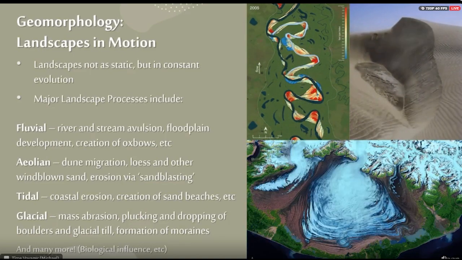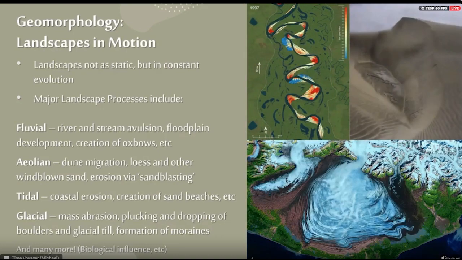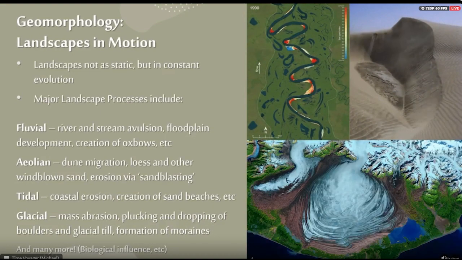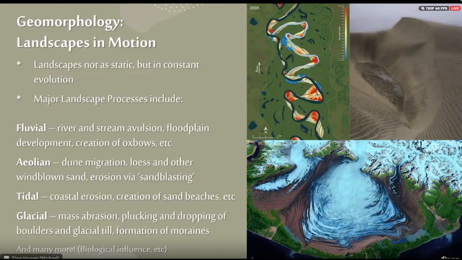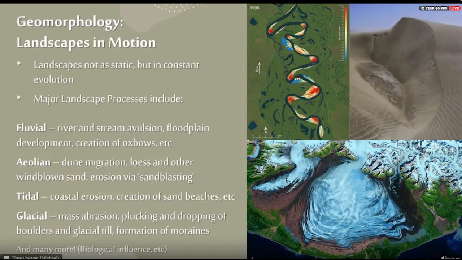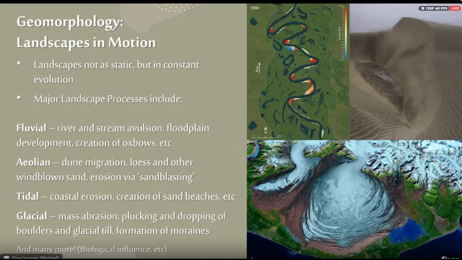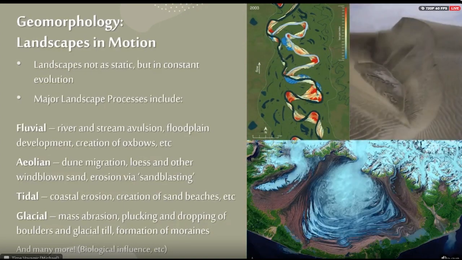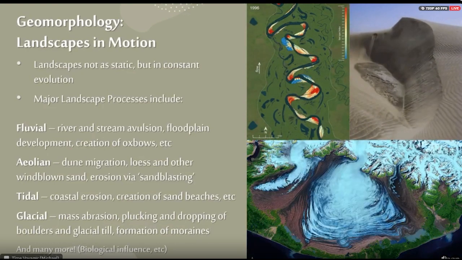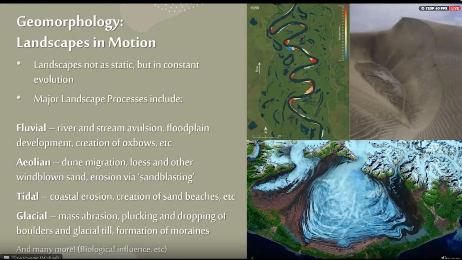On the one on the top right, that's like a day of sand movement. And so some of the major processes that can work to shape landscapes include things like fluvial river action and avulsion and movement, aeolian stuff, i.e. wind-driven dune migration and wind-blown sand, tidal stuff where you can have coastal erosion and creation of sand beaches, and glacial movements where you can have glaciers dumping ice out the front side or retreating to reveal the formation of moraines and things like that in glacial till.